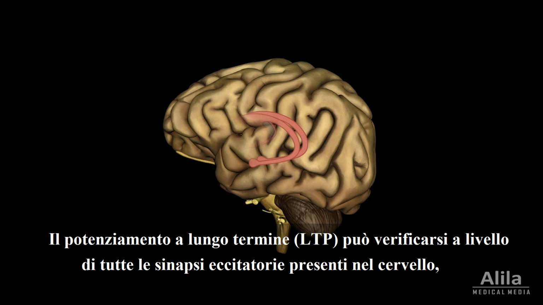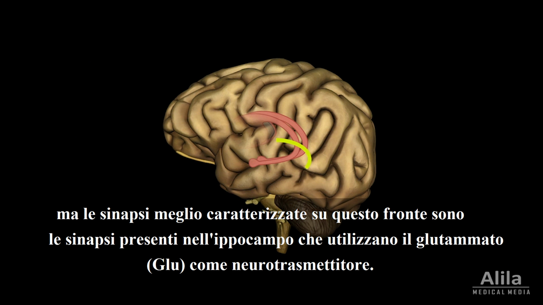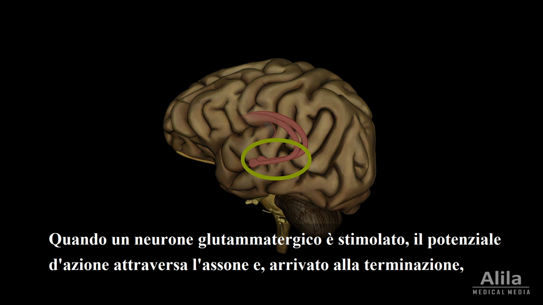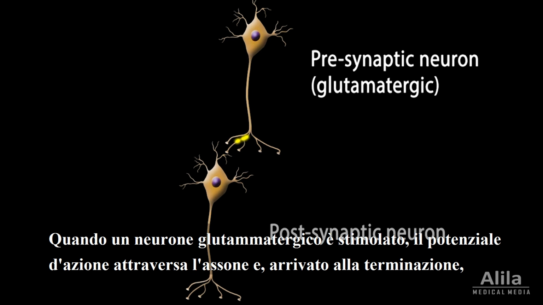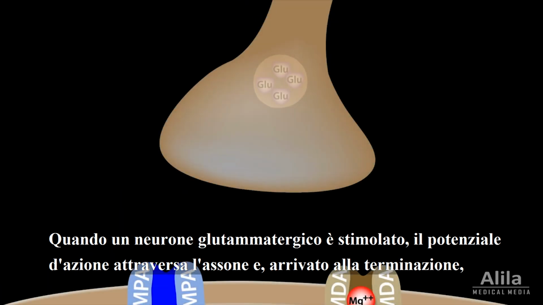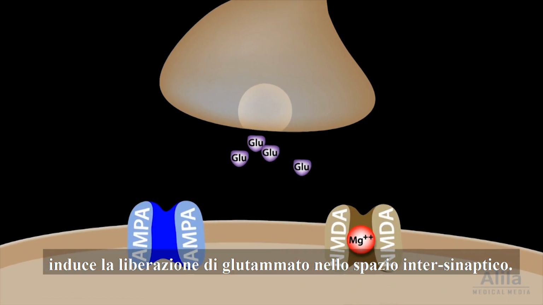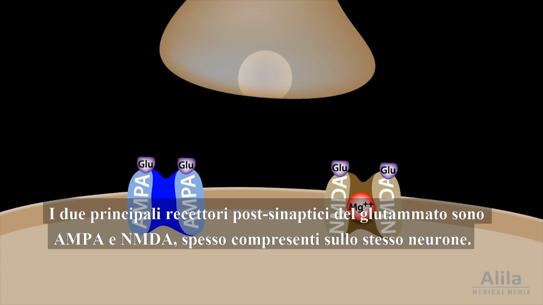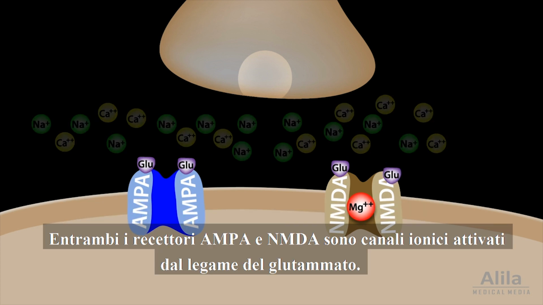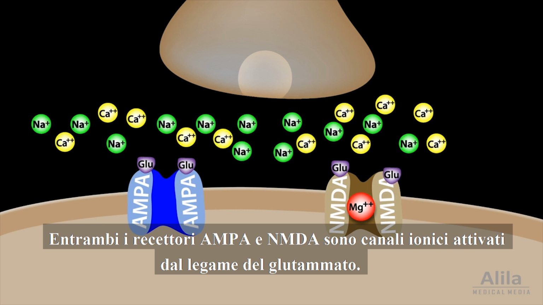LTP can occur at most excitatory synapses all over the brain, but is best studied at the glutamate synapse of the hippocampus. When a glutamatergic neuron is stimulated, action potentials travel down its axon and trigger the release of glutamate into the synaptic cleft. Glutamate then binds to its receptors on the postsynaptic neuron. The two main glutamate receptors that often coexist in a synapse are AMPA and NMDA receptors. These are ion channels that activate upon binding to glutamate.